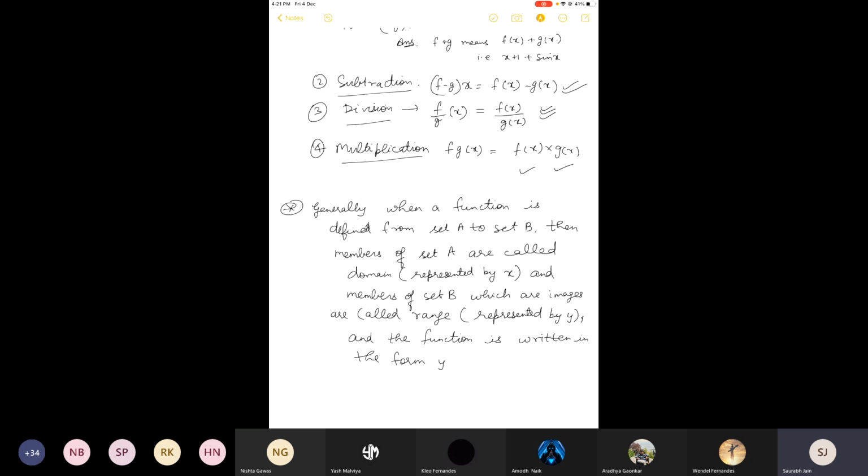What I have written, whenever a function is defined from set A to set B, members of set A are called domain, and they are represented by x. Members of set B, which are images, are called range, represented by y, the output, and the function is written in the form y equals f(x).